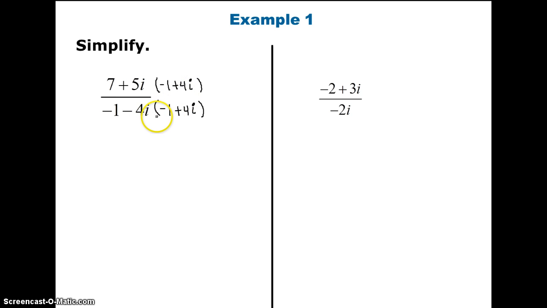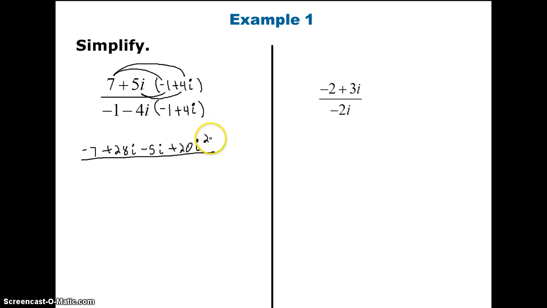Since we have two complex numbers, I'll use the FOIL method to multiply. So here's the fraction line. I'm going to multiply the top first. 7 times -1 is -7. I'm using the FOIL method. 7 times 4, that's 28i. Inner, that's -5i. And the last, that's going to be positive 20i squared. We do see the i squared. Keep in mind i squared is -1, so we're going to have to substitute that value.